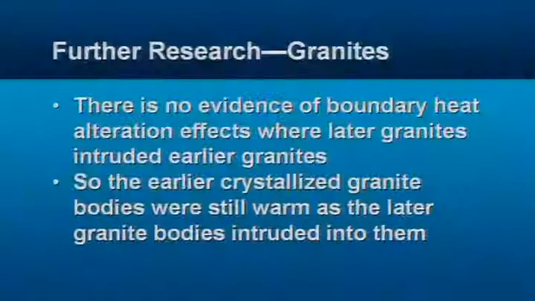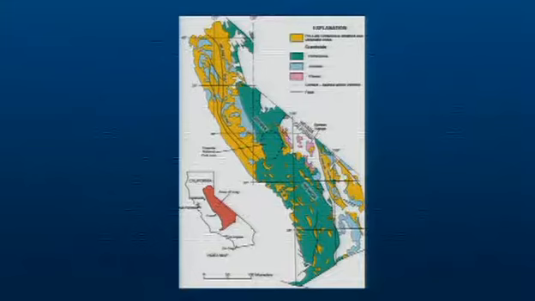As they were intruded, there are no boundary heat alteration effects between the later and the earlier granites. That means they were all still warm as they were each one sequentially intruded, which gives us a clue that the sequential intrusion may have been fairly rapid. Here's the area of California that we're talking about, the Sierra Nevada, and this is the Yosemite area here.